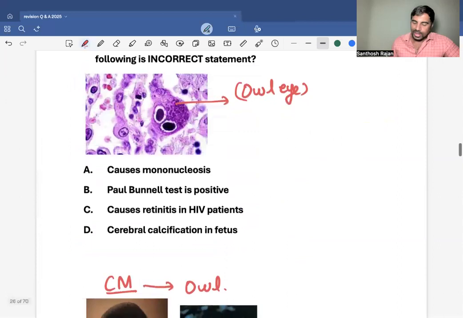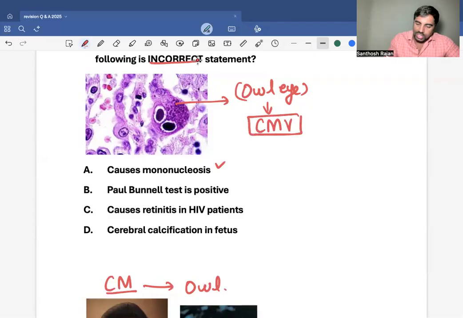Rest we'll see. Now, it causes mononucleosis? Definitely yes. So when owl comes, you think about cytomegalovirus. Cytomegalo causes mononucleosis? Yes. They have told an incorrect statement. Paul Bunnell is positive? That is wrong. The only difference for CMV and Epstein-Barr virus, both of them are causing infectious mononucleosis.